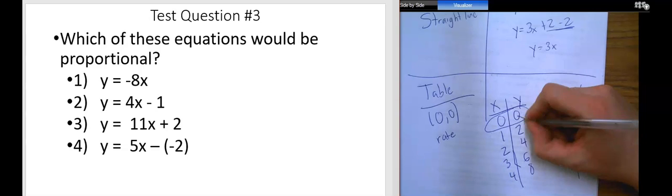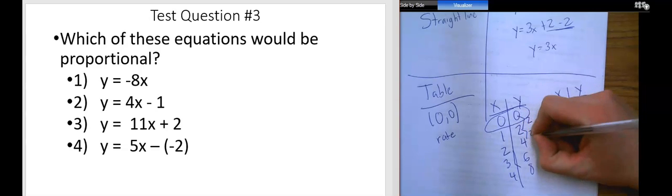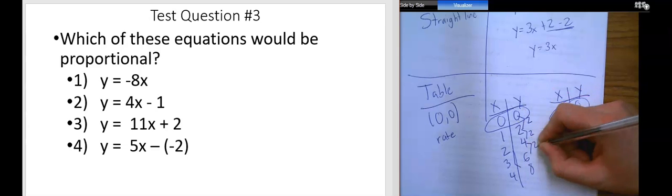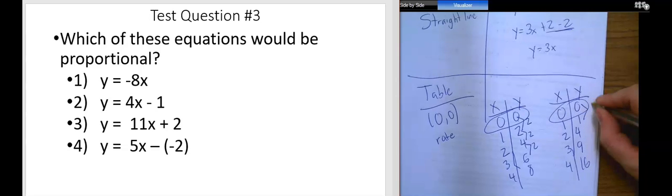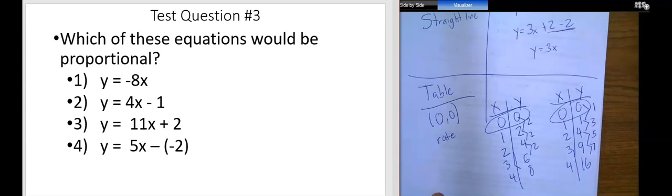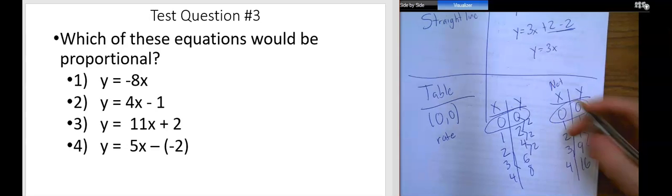However, this one goes up by 2, goes up by 2, goes up by 2. 2 plus 2 is 4, plus 2 is 6, plus 2 is 8. This one goes up by 1. But then it goes up by 3. 1 plus 3 is 4. 4 plus 5 is 9. 9 plus 7 is 16. So it's not going up by the same every time, which means it's a different rate. If it's a different rate, it is not proportional, even though it's got that 0, 0.